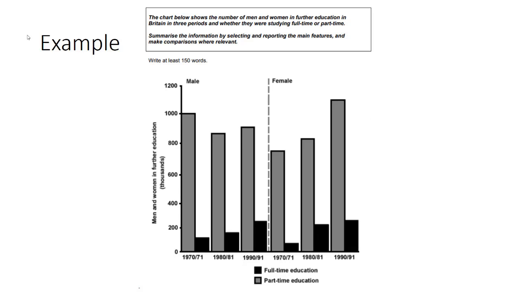So here's an example of what you might get. This is a bar chart, and the format is always kind of the same. You'll get a box here, and the second sentence will always say, summarize the information by selecting and reporting the main features and make comparisons where relevant. The first part will always give you the background information. It'll give you the context. It will just introduce you to what is happening. And then you'll be given the data source or the map or the process.